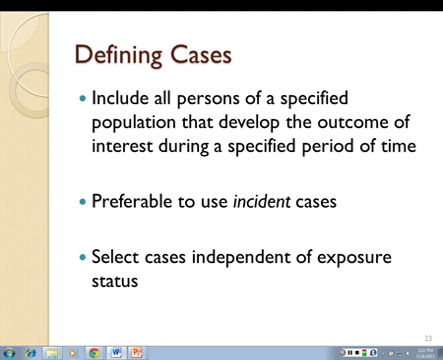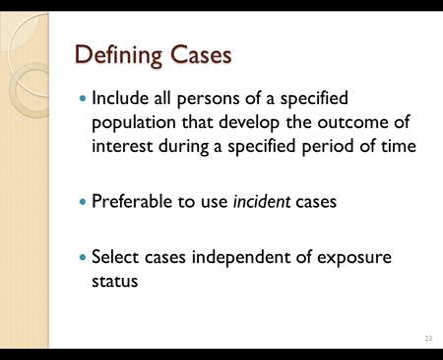Most importantly, you must select your cases based on the operational definition of a case, not based on their exposure status. Ideally, cases in a case control study should include all persons of a specified population that develop the outcome of interest during a specified time period. However, it is rare to be able to identify all cases, so we must rely on a sample of cases. Cases give you the numerator of the rates of disease in the exposed and unexposed groups being compared. So where are we getting the denominators? We get the denominators from the controls.